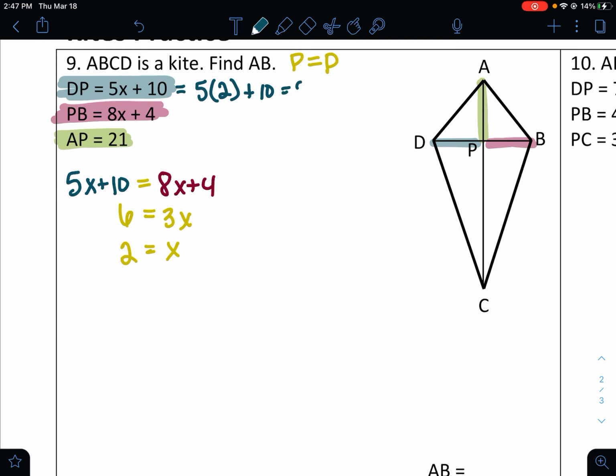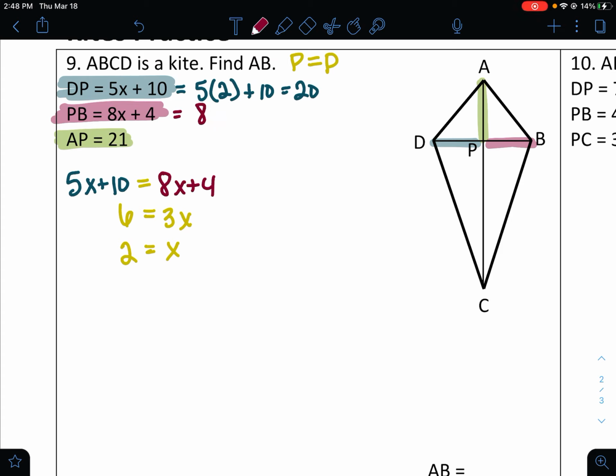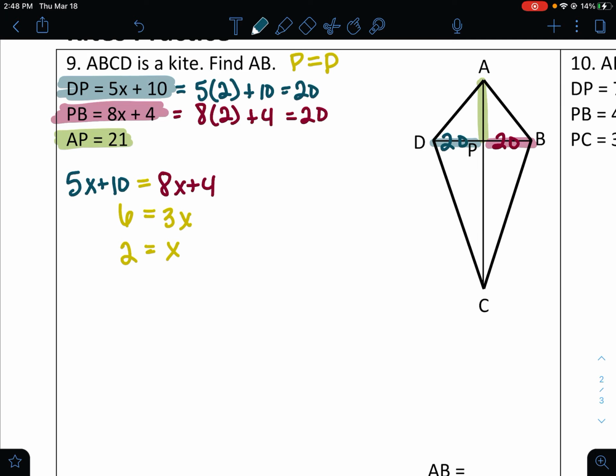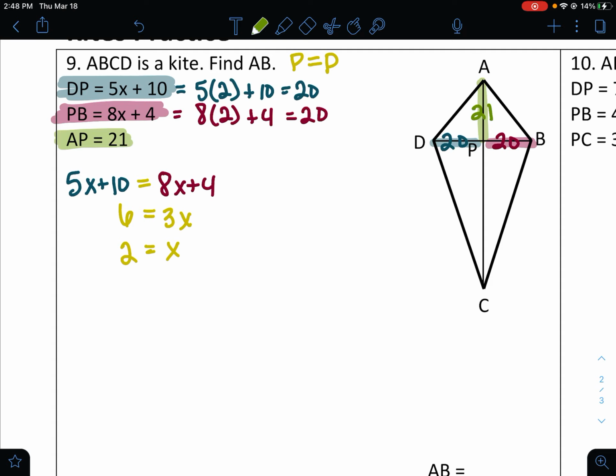So that's what, 10 plus 10 is 20. 16 plus 4, that's also 20. All right, cool beans. So let's see, that PB is 20. And DP is also 20. And then it says AP is 21. Let me go ahead and label that on the figure.